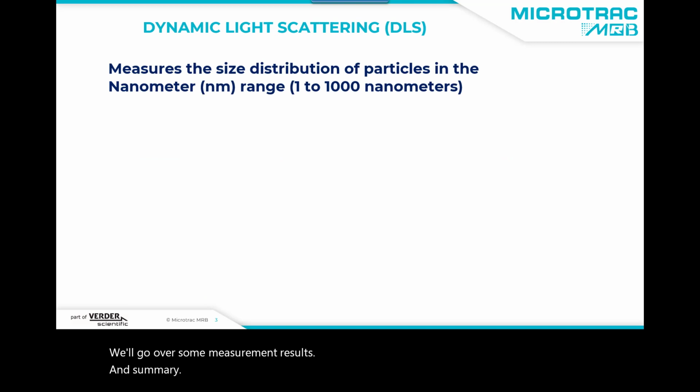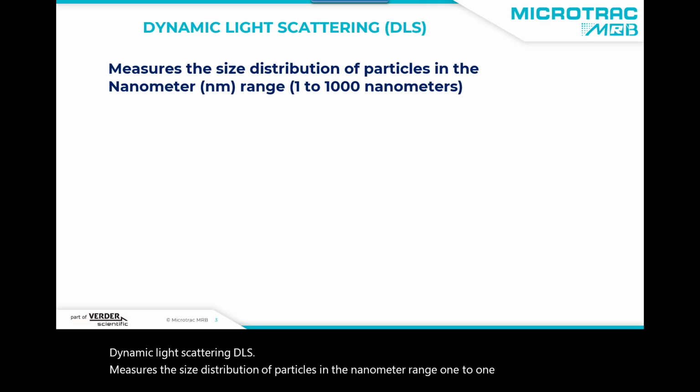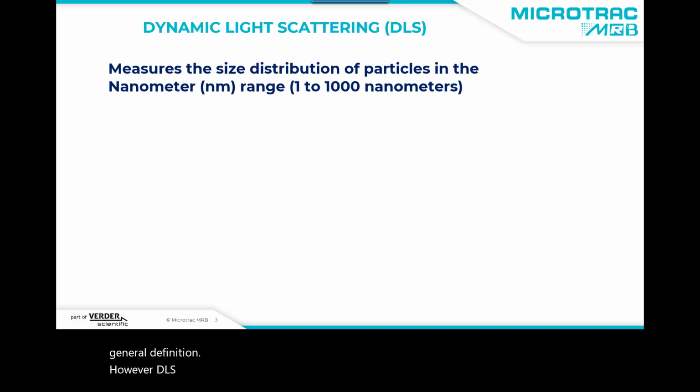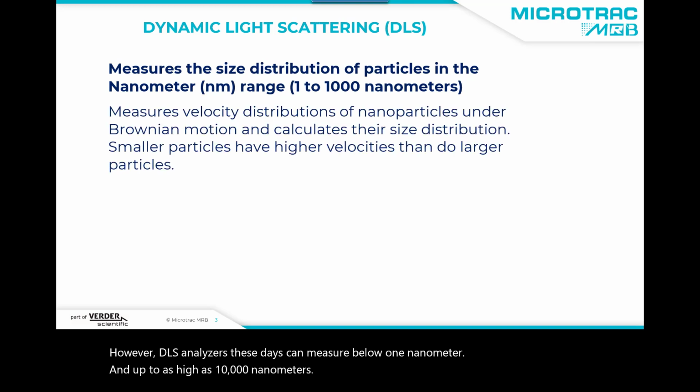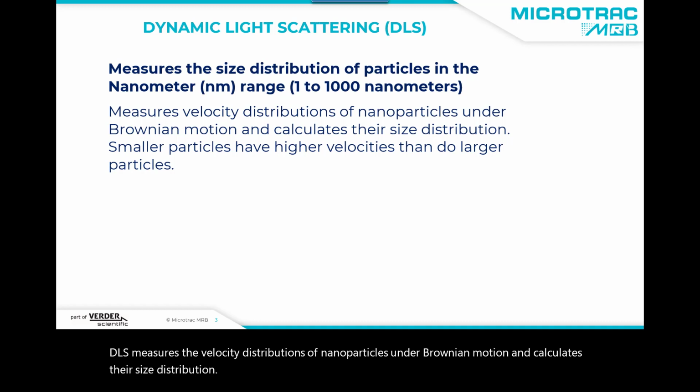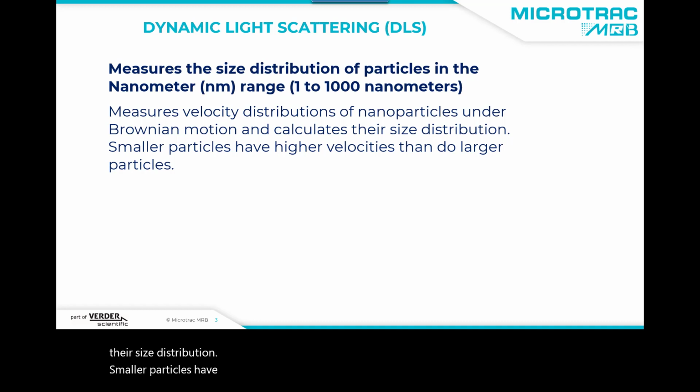Dynamic light scattering, DLS, measures the size distribution of particles in the nanometer range, 1 to 1000 nanometers by general definition. However, DLS analyzers these days can measure below 1 nanometer and up to as high as 10,000 nanometers. DLS measures the velocity distributions of nanoparticles under Brownian motion and calculates their size distribution. Smaller particles have higher velocities than do larger particles.